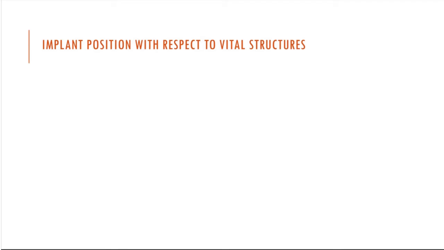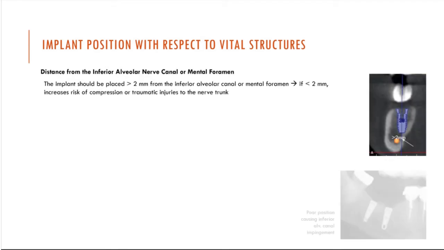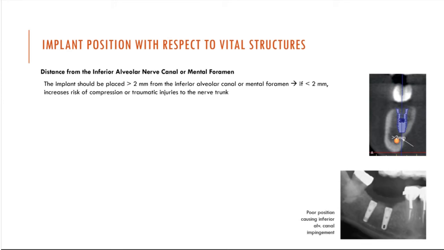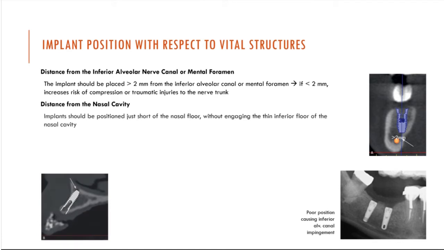And for implant positions with respect to the vital structures, the implant should be placed more than 2 mm from the inferior alveolar canal or mental foramen. If it is less than 2 mm, it can increase the risk of compression or traumatic injuries to the nerve trunk. An implant should be positioned just short of the nasal floor without engaging the thin inferior floor of the nasal cavity.